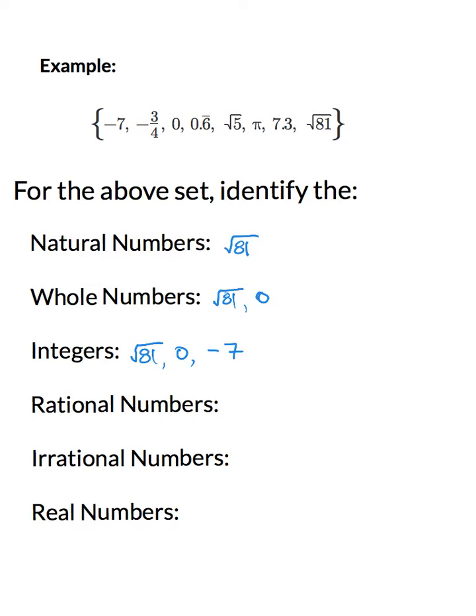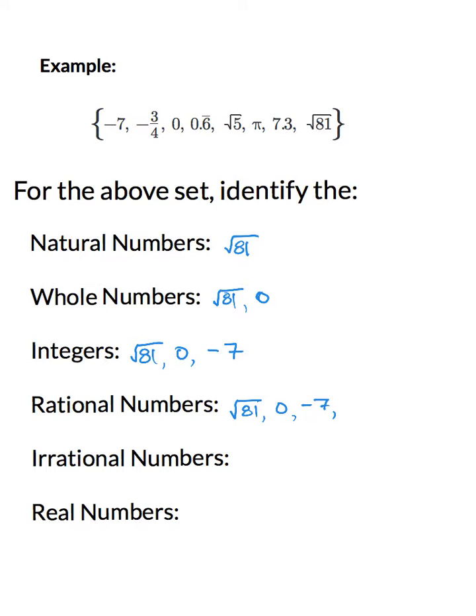Alright, so now let's look at the rational numbers. Again, I want to keep all of the numbers that I've been looking at so far. So we have square root of 81 is rational, 0 is rational, negative 7 is rational. The reason that we can consider these as rational is I can always go ahead and put it over 1, and it's a fraction. And remember that rational numbers just mean, can I write it as a fraction?